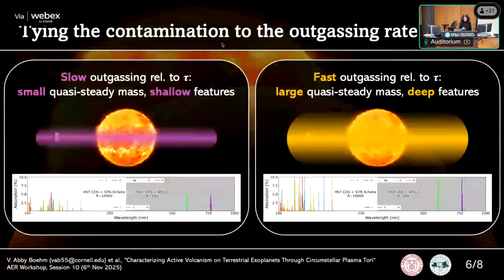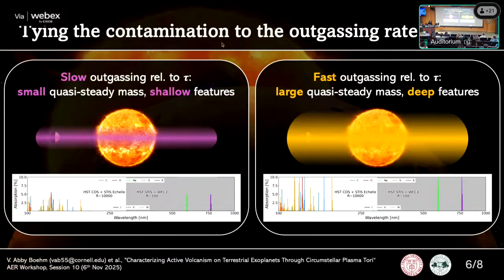We can take this one step further and tie it back to the mass injection rate using some of that math that I sped past a bit earlier. Basically, if your planet is outgassing slowly relative to the timescale tau, the resulting quasi-steady mass of the torus that is going to be built will be small. And with the amount of material occulting the star being small, the absorption features will show a shallow depth. Conversely, rapid outgassing should build a large torus with deep features.